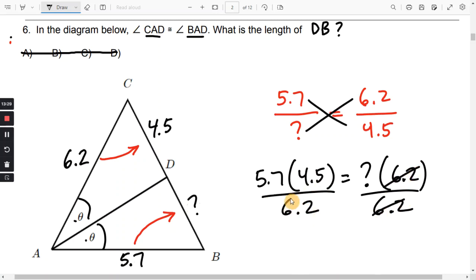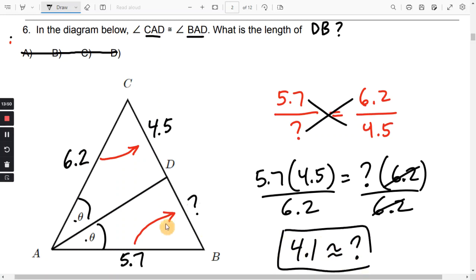Do this on the calculator, 5.7 times 4.5 divided by 6.2. And that equals 4.1, rounded off. So that's approximately 4.1. The squiggly lines mean we round it off.